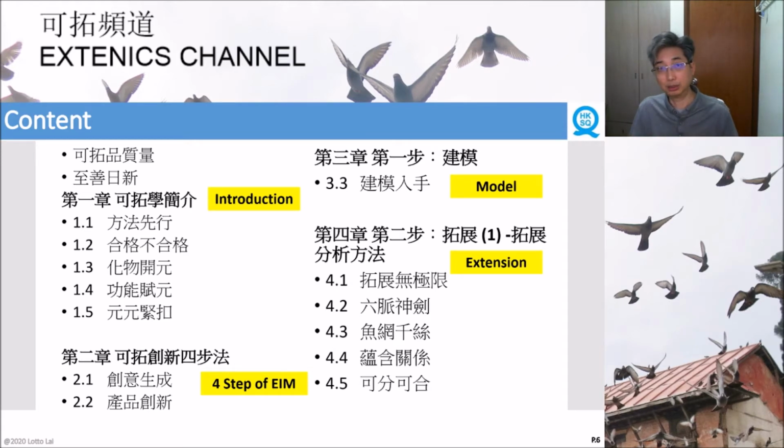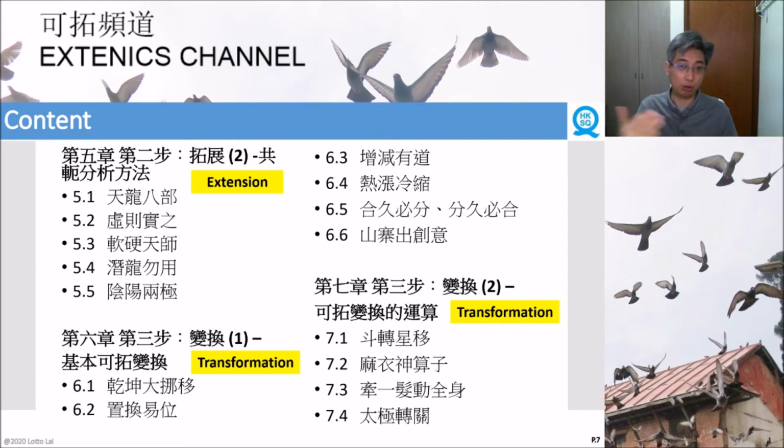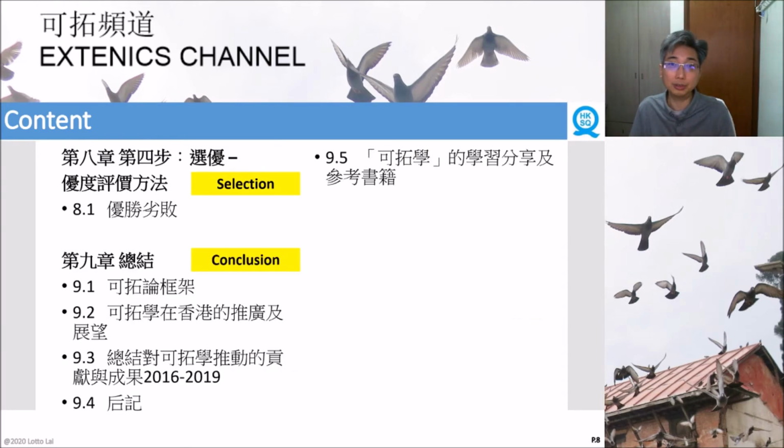Introduction to the 4 steps of the Extension Innovation Methodology, EIM. The first step is model. Second step, extension, for part 1 or part 2. And then transformation, also separate into part 1 and part 2, with different kinds of transformation. And the last step is snapshot. At the end, I have the conclusion and also share my study experience over these 3 years. I studied from 2016 to 2019 and got the level 3 certification of this extension innovation method.